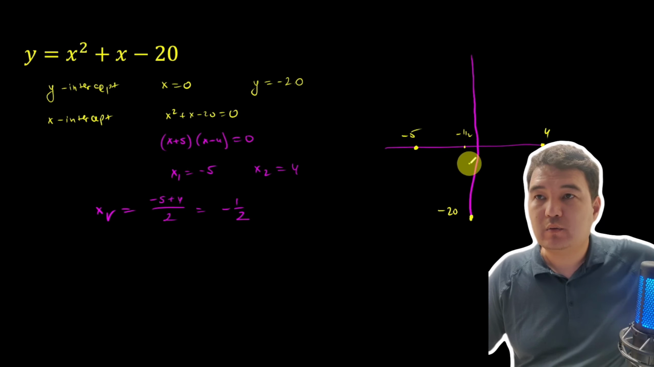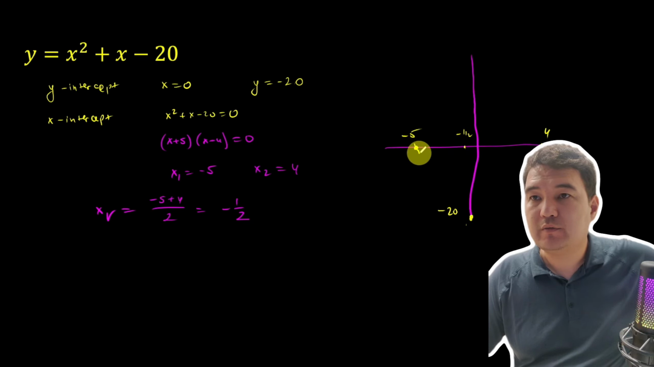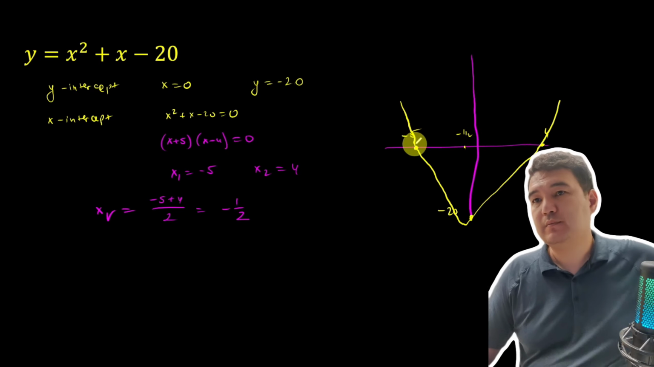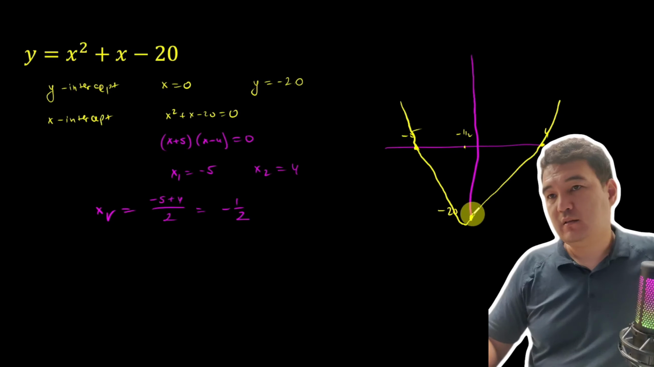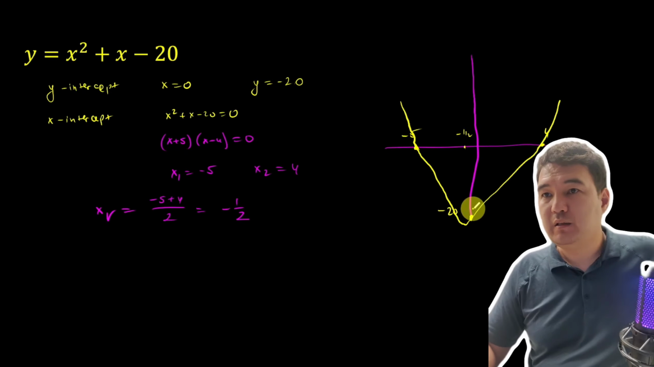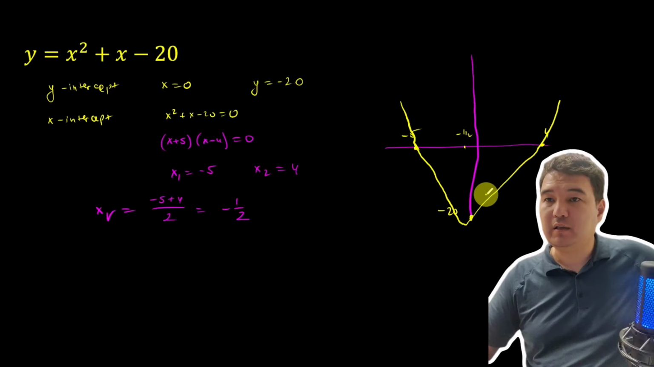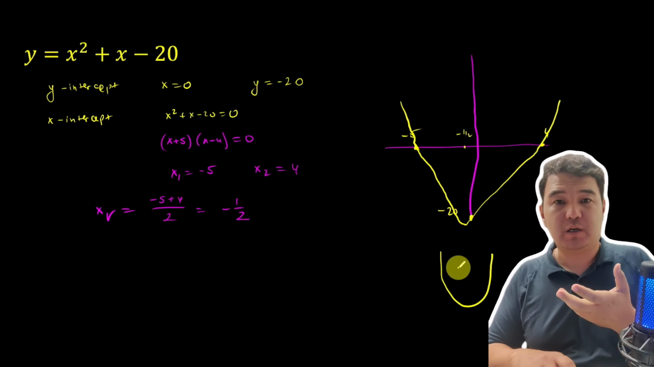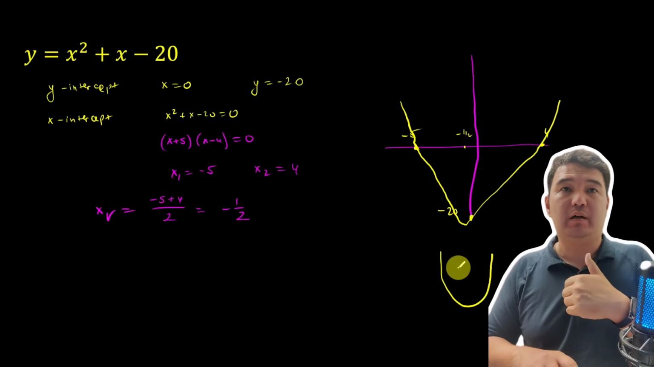So the vertex is going to be somewhere here. If you connect all these 4 points, you find some parabola like this. This part of the parabola has become, in my case, a little bit pointy, but it has to be a smooth parabola. Now let's solve some problems related to properties of parabolas.